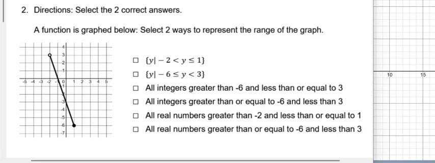All right. For question number two, just notice that it says select two answers. It says here a function is graphed below. So I have this graph here. Select two ways that we can talk about or represent the range.